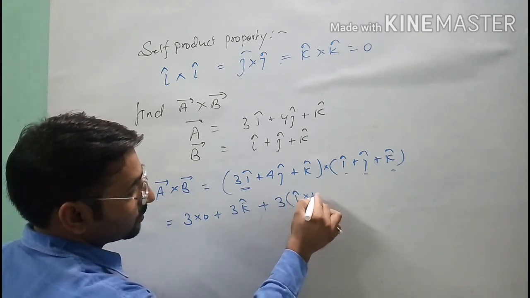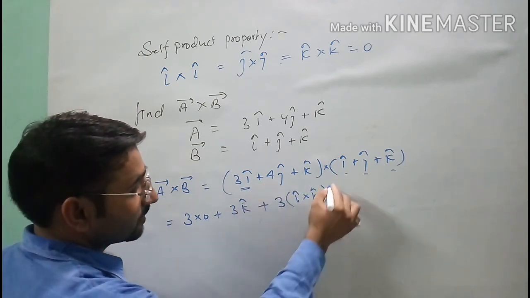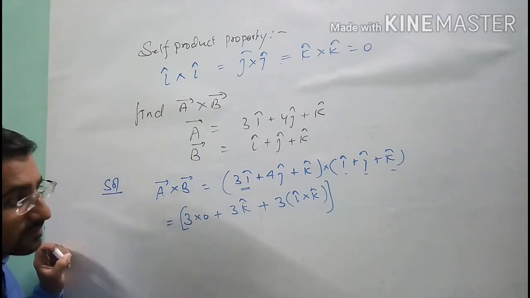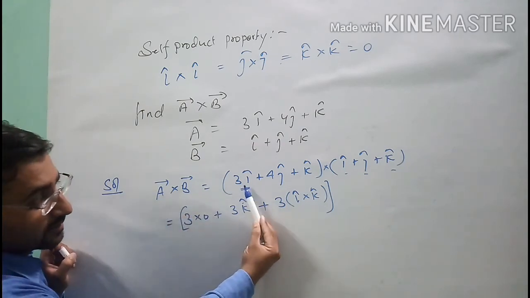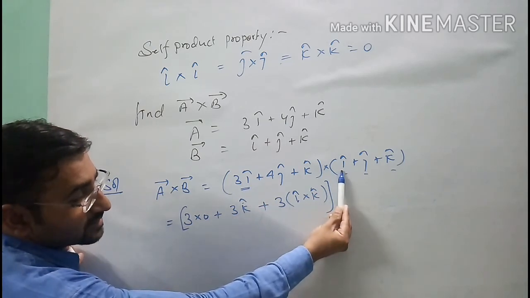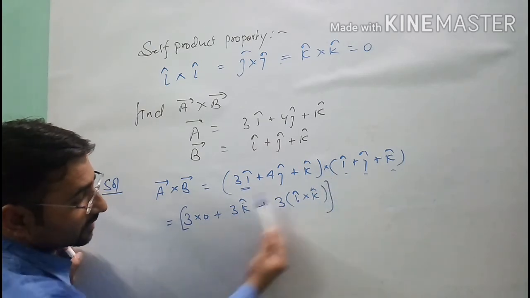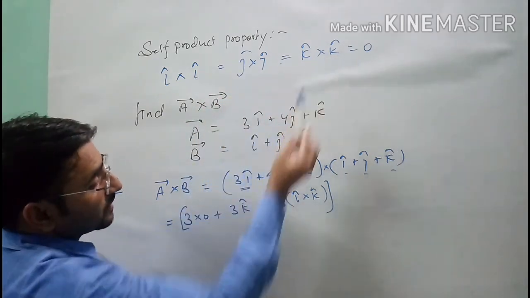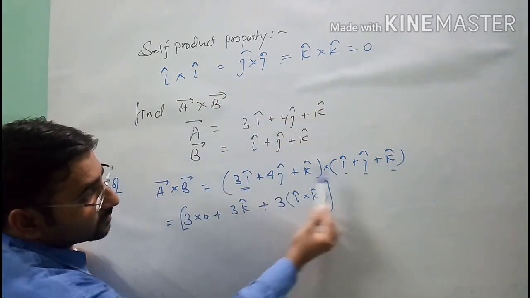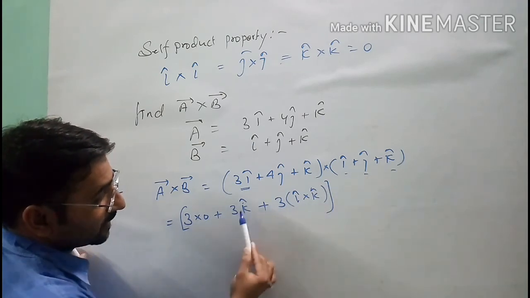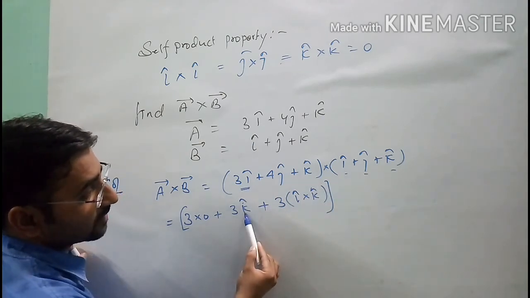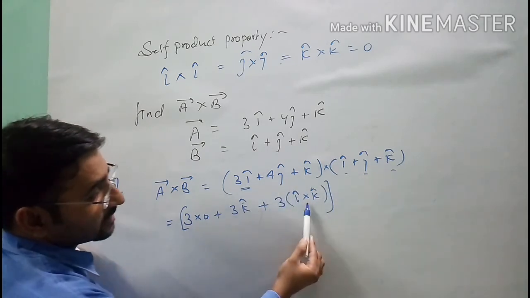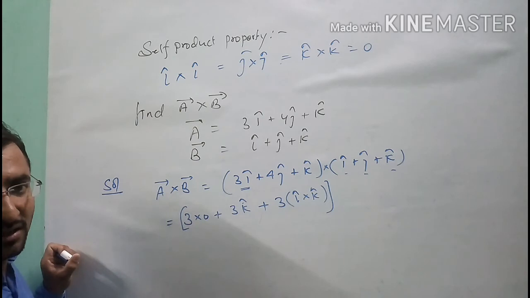Our first multiplication is completed. Listen carefully once again. 3i cap is multiplied by this i cap. In terms of cross product, it will be 0 because i cross i is 0. You can see here. After that, this one will cross product with j cap. It gives us i cross j is equal to k, so 3k. Then 3 i cross k is equal to minus j. We will discuss.